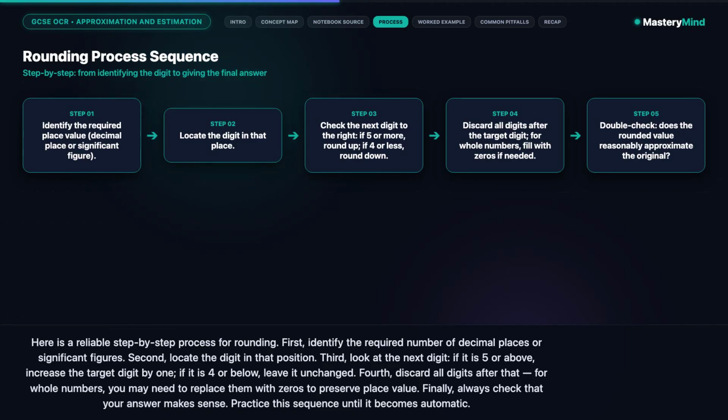Fourth, discard all digits after that. For whole numbers, you may need to replace them with zeros to preserve place value. Finally, always check that your answer makes sense. Practice this sequence until it becomes automatic.